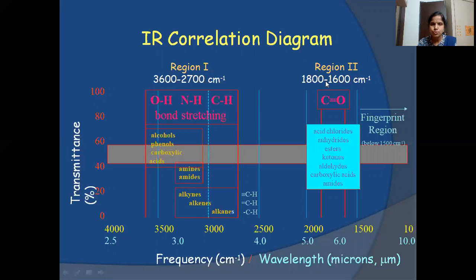Then region 2 is 1800 to 1600 centimeter inverse. The main functional group we observe here is C double bond O, that is, the carbonyl functional group.